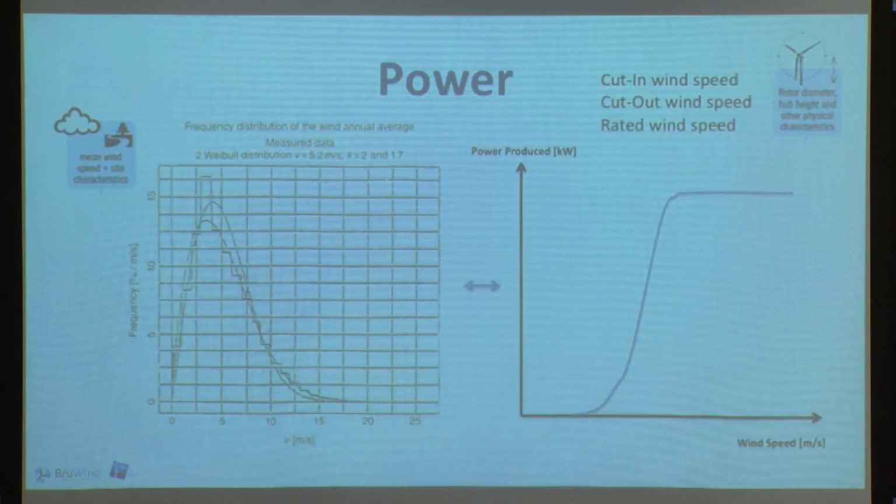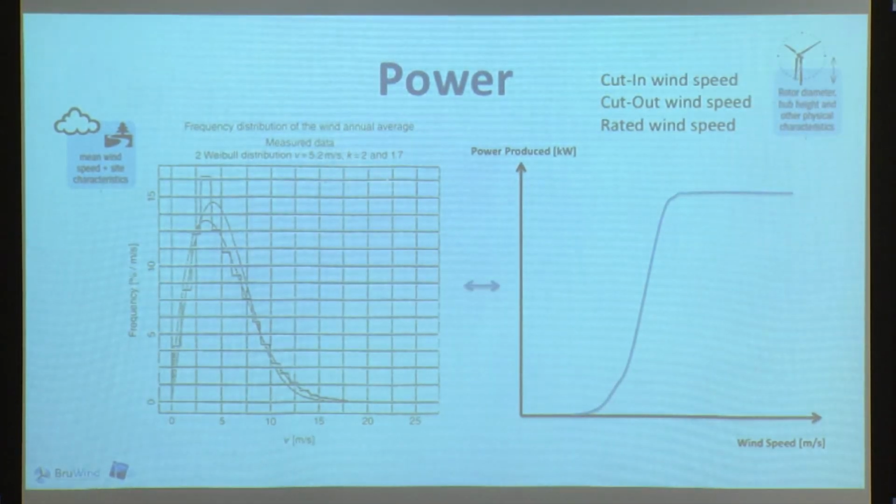Once you have that, you get a distribution. You know the frequency of the wind at certain speeds throughout the predicted period of 20 years, the one that you will have, the operational lifetime of the turbines.